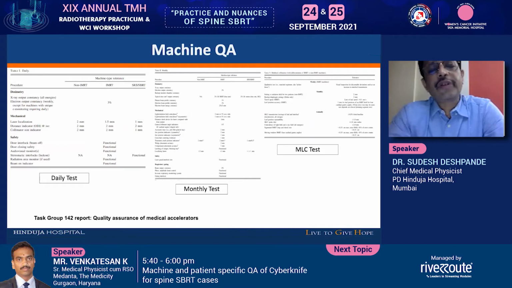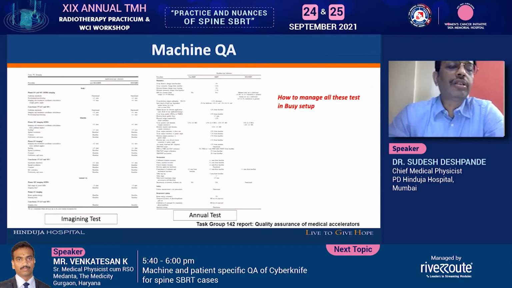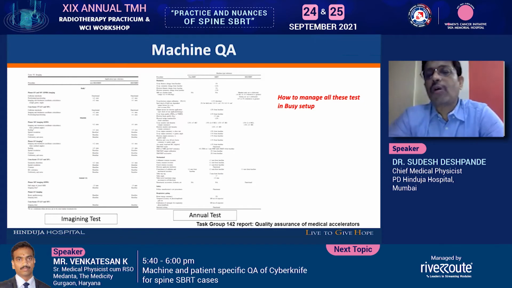About machine QA, in Task Group 142 they have mentioned different types of tests. For example, we have a daily test, monthly test, and a weekly or monthly MLC test. If you see the number of tests, there are nearly 15 tests for the machines, and we have daily tests for the imaging also. So there are nearly 20 to 25 tests we have to perform daily as per Task Group 142. Then we have the annual QA. Now the question is how to manage all these tests in a busy setup, because the machine is made for treating patients, not only for quality assurance. So this is the main challenge.